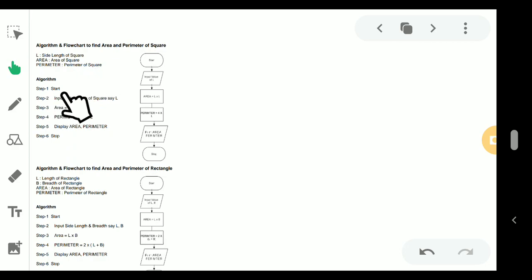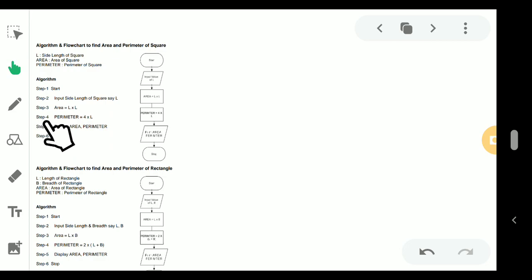So the first step is start. The second step is input the side length of a square. In the case of a square, the breadth concept is not there, only the length, which means the side. That's why we have taken the input of length. Step 3, we calculate the area first. What is the formula for area? It is L into L. So we have written area equals L into L.